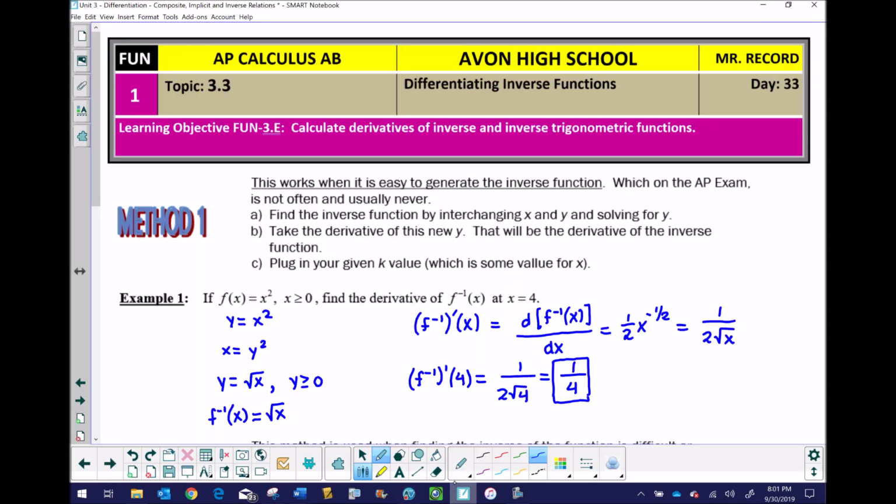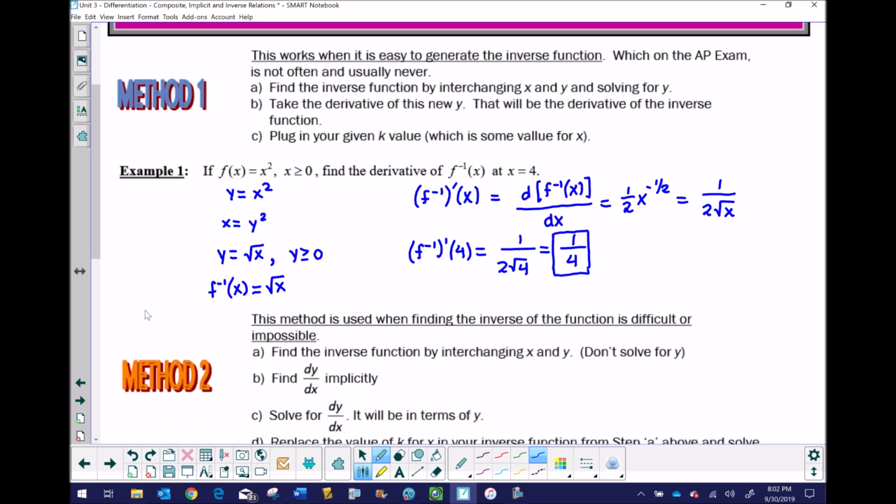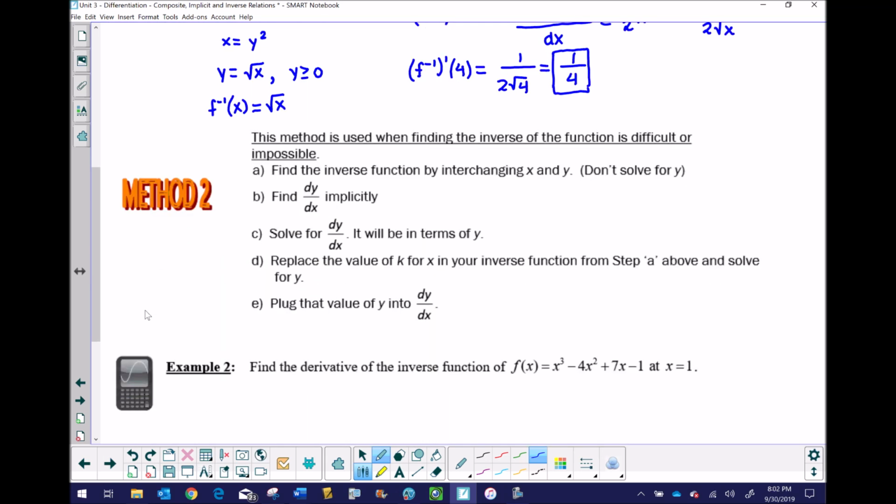Now, like I said, method 1 is a little bit obsolete when it comes to the Advanced Placement test. In fact, even in my class, I give my students maybe one problem where they can actually employ this first method. I say we're going to have to work a little bit harder. We're going to have to earn these derivatives. So we're going to move on to method 2.